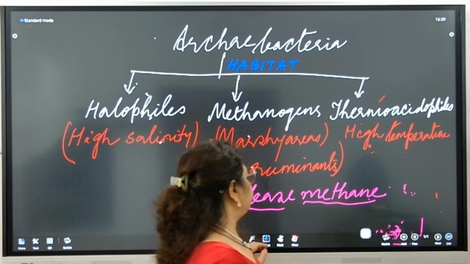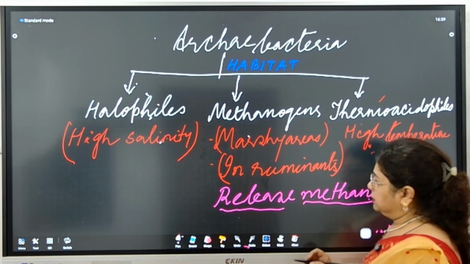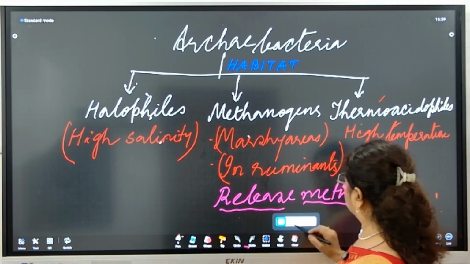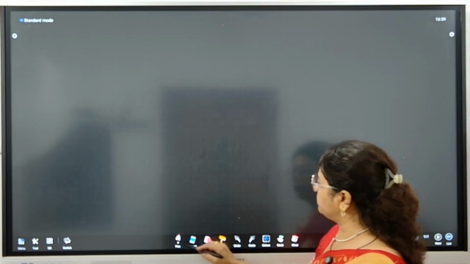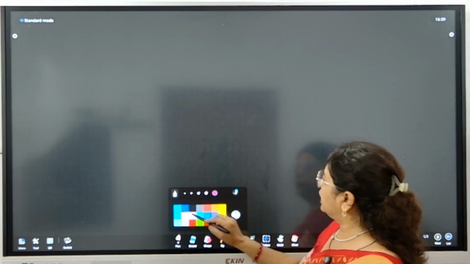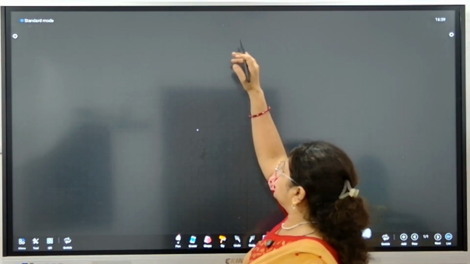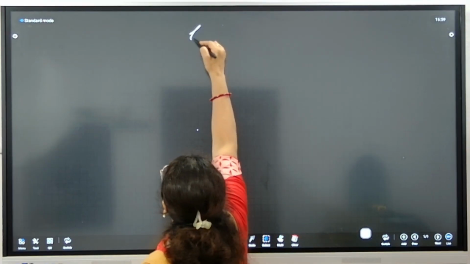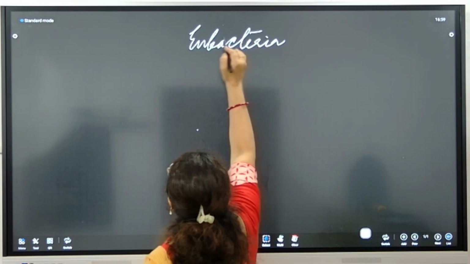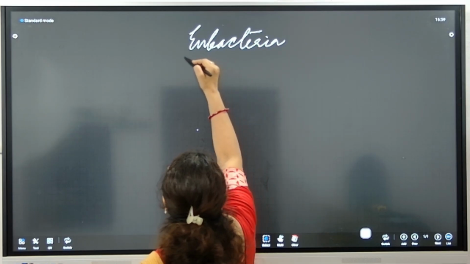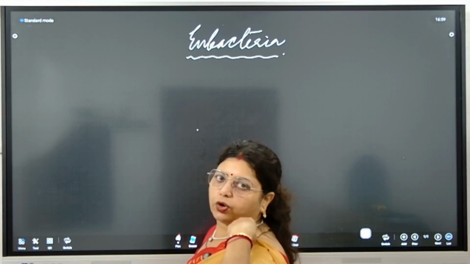Okay, now we will proceed. So now we are going to the eubacteria. Archaebacteria, eubacteria also; I am giving a summary. You will get everything in the notes. Now let us see the important points in eubacteria. In eubacteria, the cell wall is made up of peptidoglycan. The cell membrane has a lipid bilayer with ester bonds.